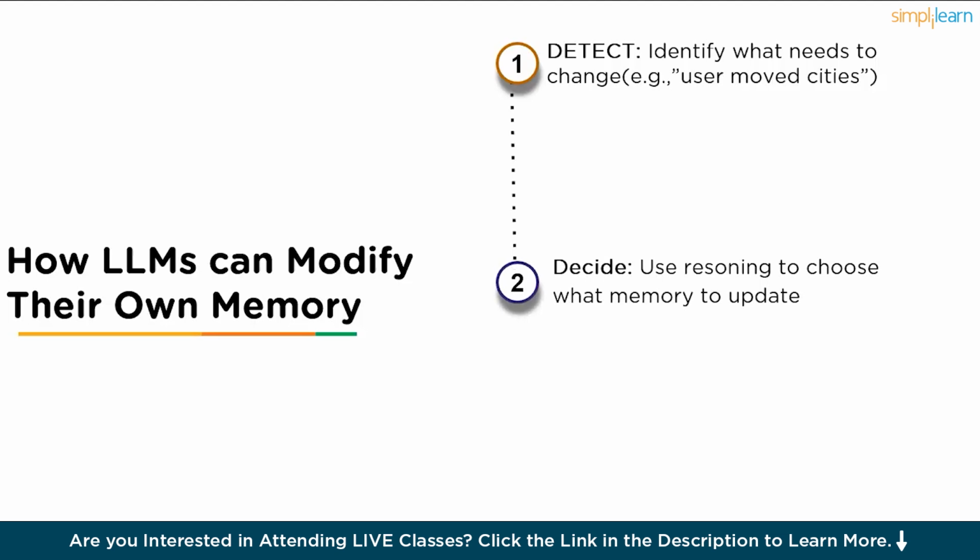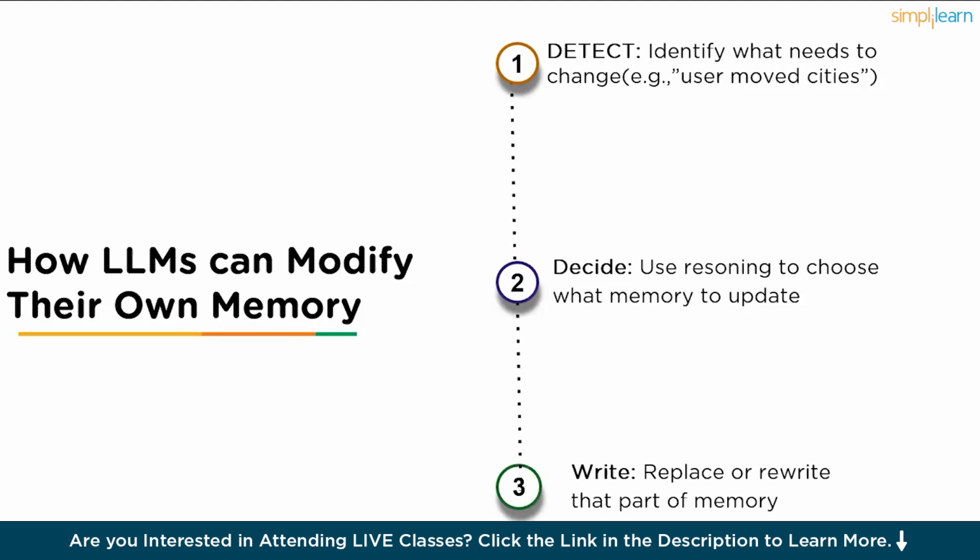Then we have step 2, which is to decide. Using reasoning, it determines what to update. For instance, replace the old address with a new one. And the third step is write. The LLM rewrites or replaces the relevant memory part, ensuring the updated information is accurate and usable. These steps ensure adaptive learning while maintaining consistency and relevance in interaction.